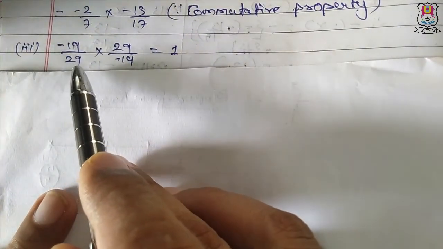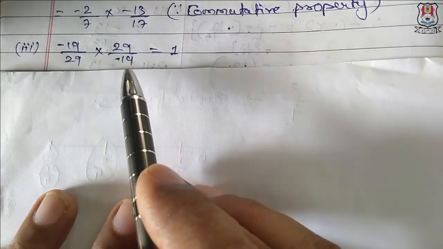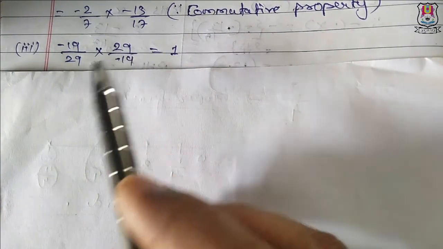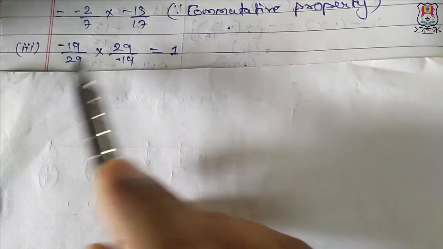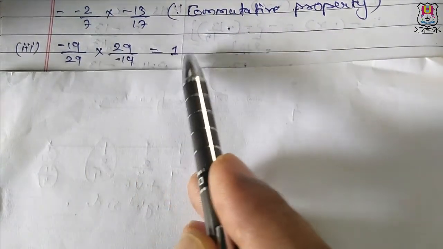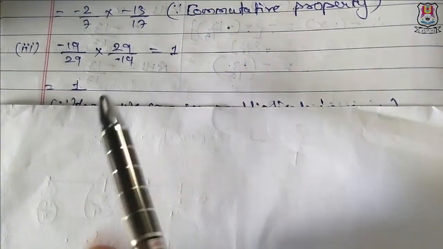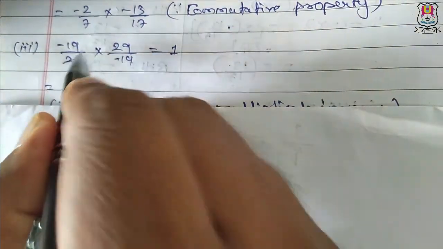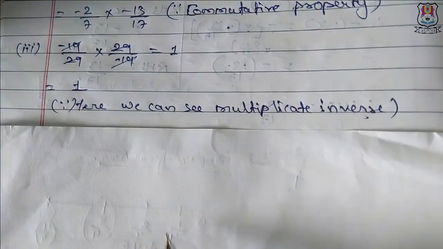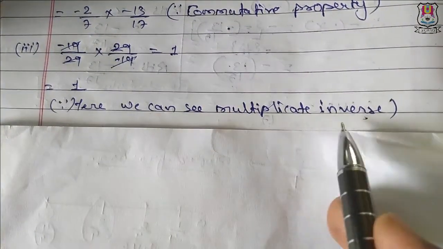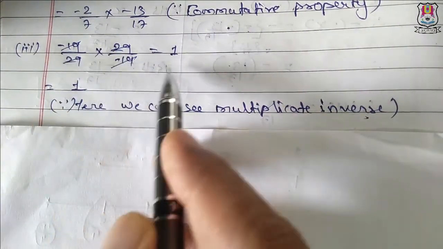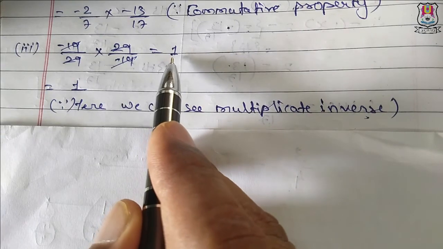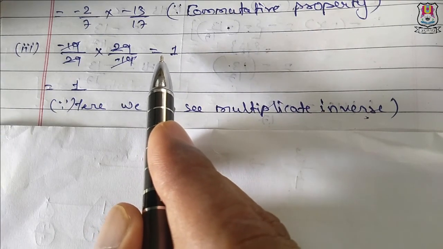Again, minus 19 upon 29 and 29 upon minus 19. We can clearly see that I can cancel it out. This minus 19 with minus 19, this 29 with 29 is equals to 1. So we can very clearly say that this is cancelled with this and this is cancelled with this. And here we can say that multiplicative inverse is the property used over here. Multiplicative inverse always gives the answer as 1.